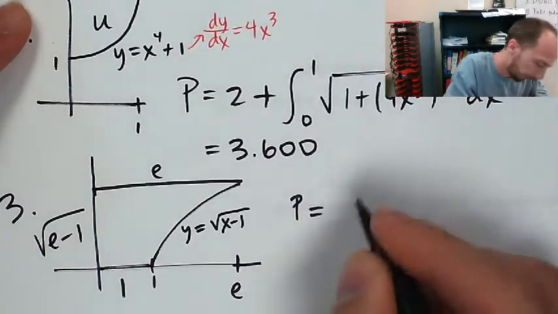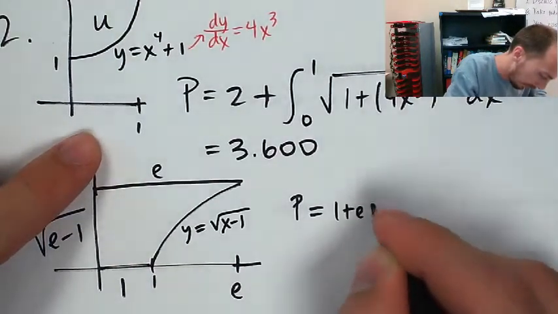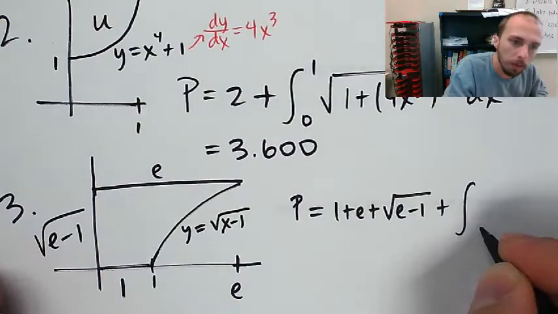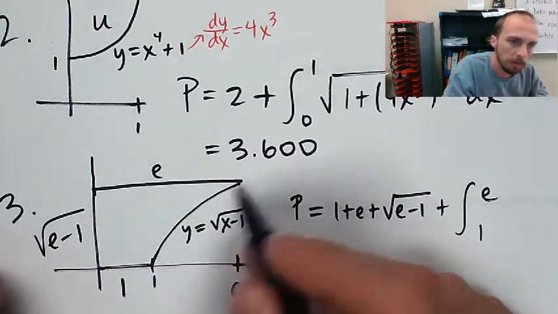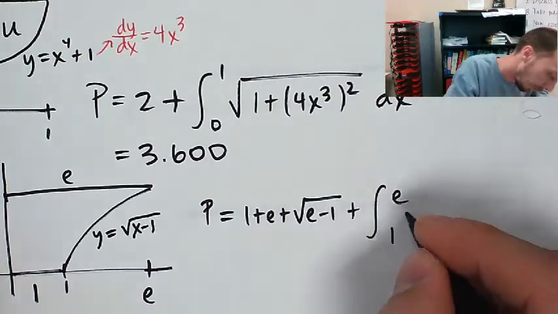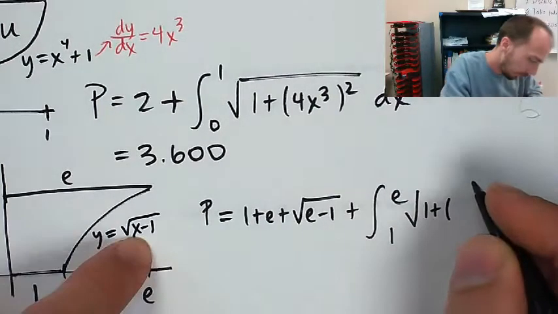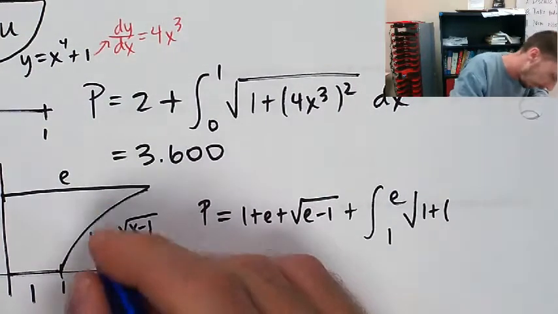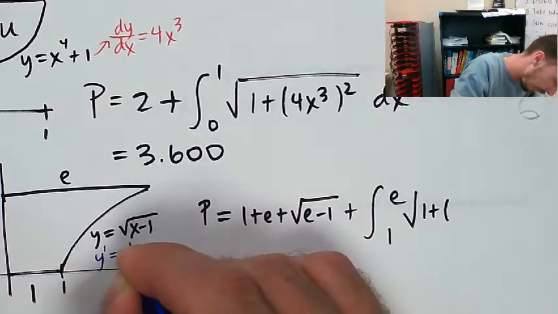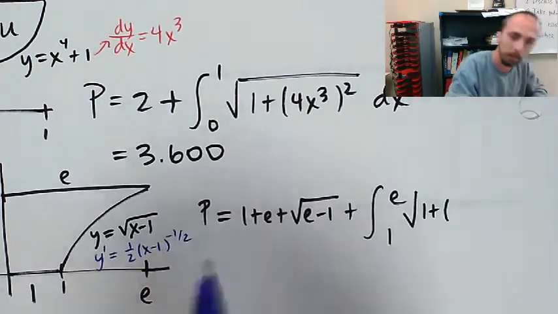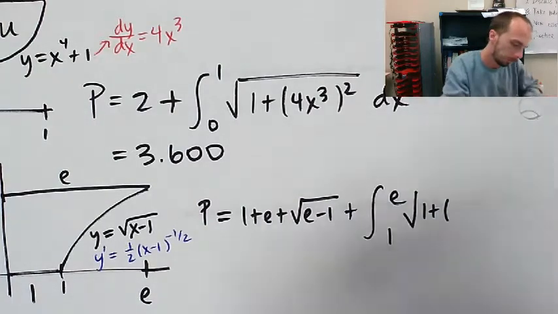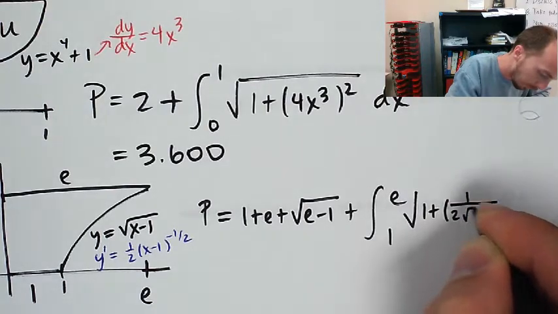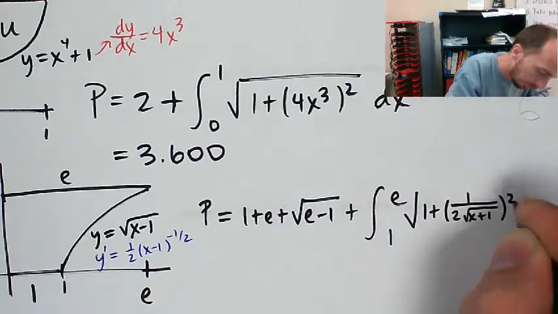So my perimeter is going to be equal to 1 plus e plus the square root of e minus 1 plus the integral from 1 to e of the square root of 1 plus dy dx squared on that curve. So y is the square root of x minus 1, which is x minus 1 to the 1/2 power. Okay, so y prime is going to be 1/2 times x minus 1 to the negative 1/2, which is 1 over 2 square root of x minus 1. I'm going to square that.